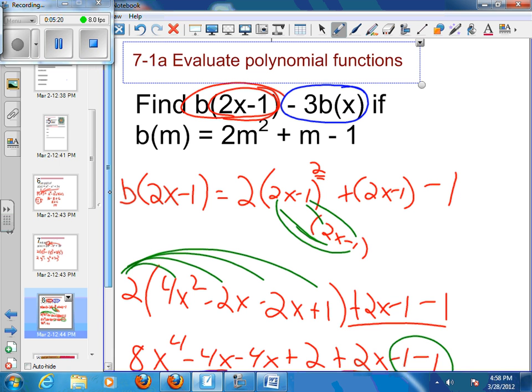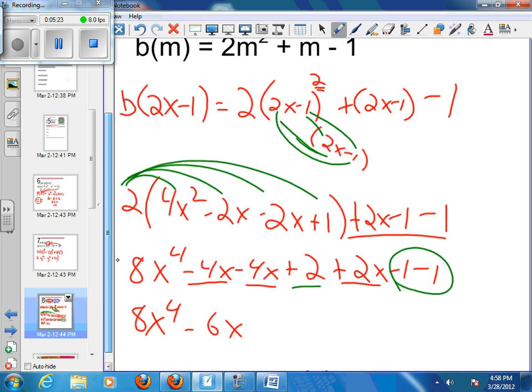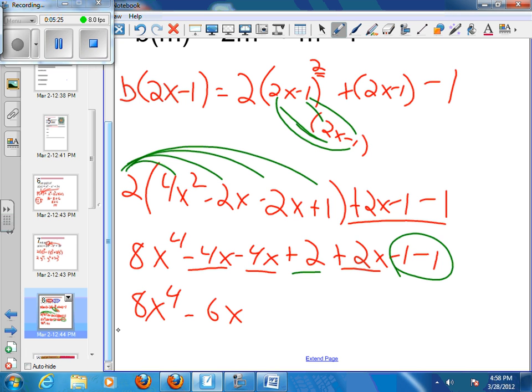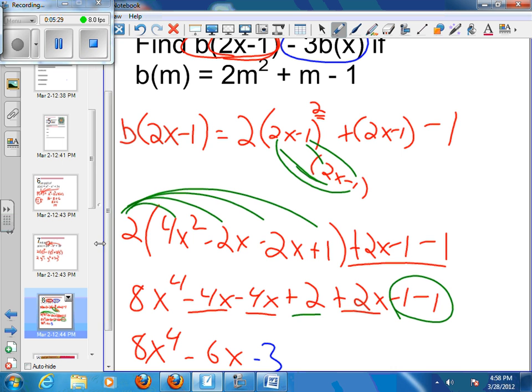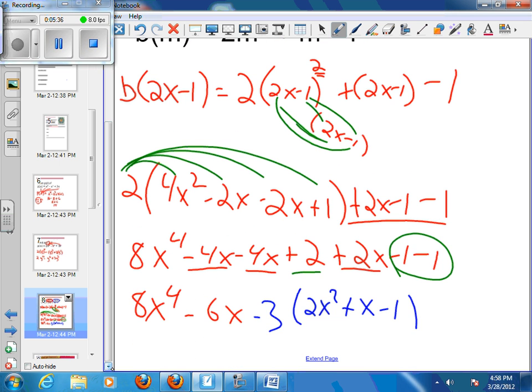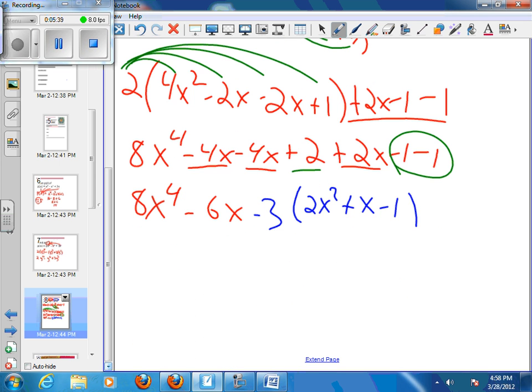Now I'm going to subtract 3 times b of x. So let me switch to blue. So minus 3 times b of x. B of x means I'm going to take an x and put it everywhere the m is. So that's going to be a 2x squared plus x minus 1. So then I need to distribute my 3. That's going to be minus 6x squared minus 3x plus 3. And I want to bring down the first part of this, which is the 8x to the 4th minus 6x.